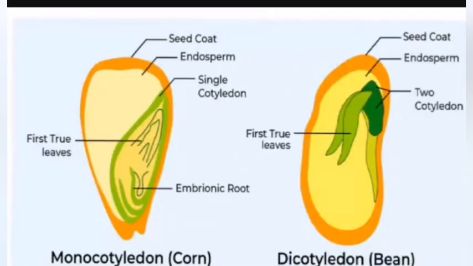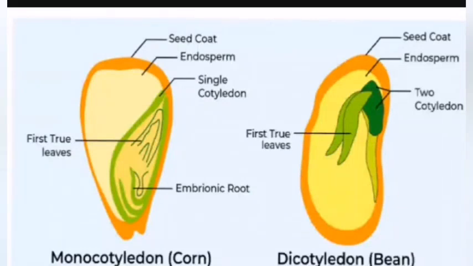Now, look at this big diagram. You see monocotyledon, a corn, and then dicotyledon, a bean. Let's look at one. This is the seed. You see the seed coat, the endosperm. The endosperm is the nutrient reserve I spoke about. Once the seed breaks dormancy and starts germinating, the endosperm will supply it with energy.